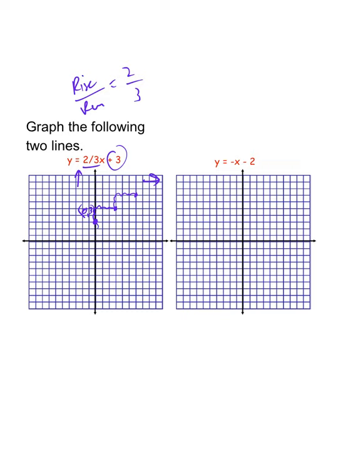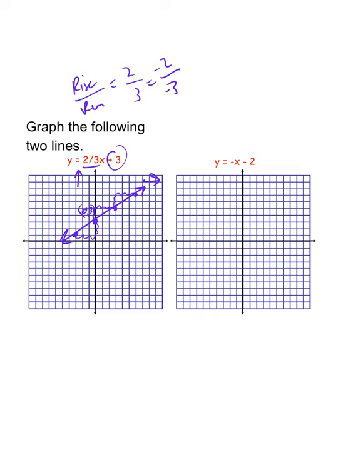I could go down 2 and back 3 if I wanted to, as long as I make it both. That would be a -2 over a -3, which is the same thing. And then I graph that line. Again, I'm going to put arrows at the end because I don't have an endpoint to that line. So that's one line on its own, right?